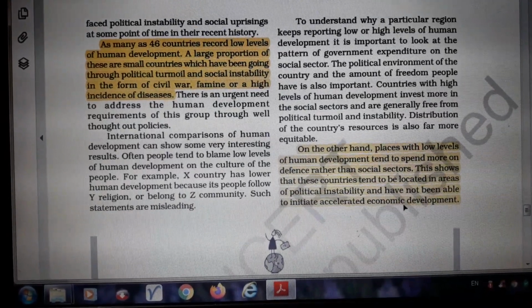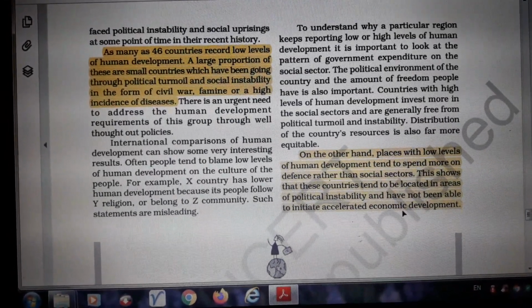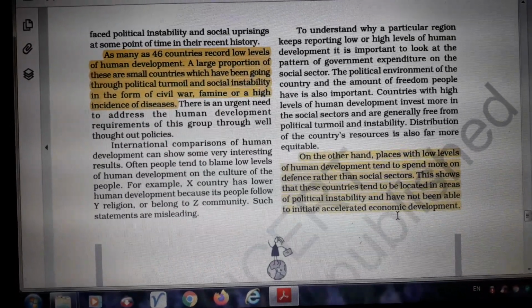So I think you understood about the four approaches of human development. You can expect 5 more questions in your board exam.